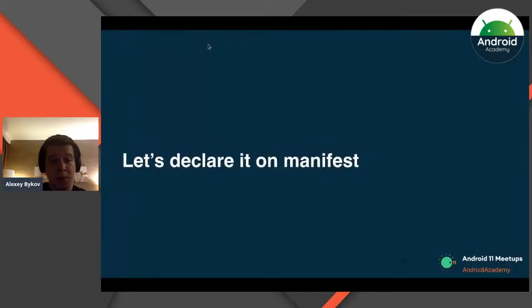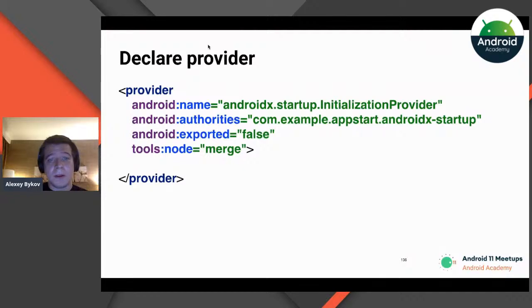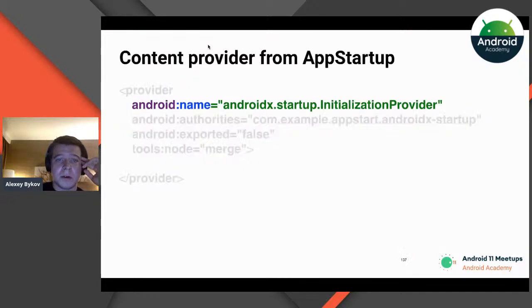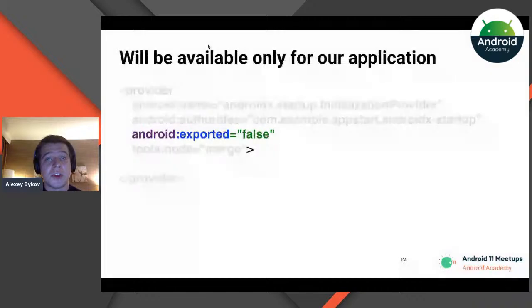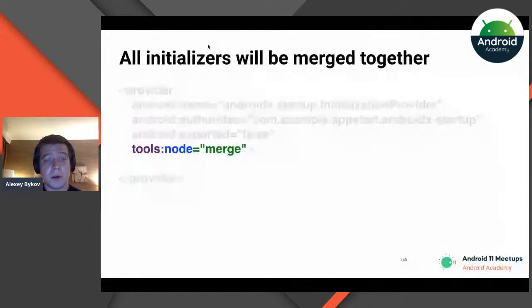After that, we should declare it in our manifest file. Let's start with our provider here. It is actually the initialization provider from the application startup library. We just need to put a package name for the class. After that, we should have authorities. It is like a unique name for the content provider. We don't want to share this data using this content provider, so it will be good to mark exported as false. And we should mark it as merge.